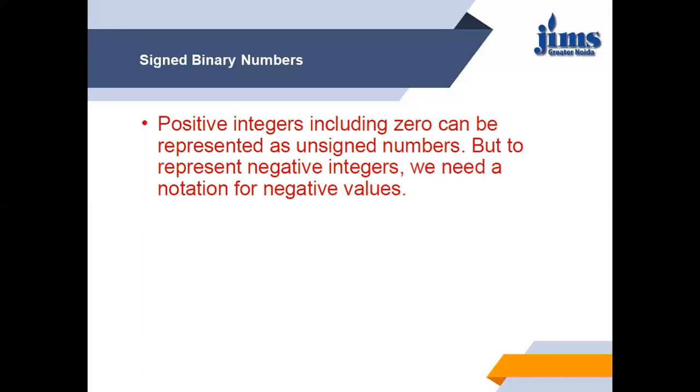The positive integers including 0 can be represented as unsigned numbers. But to represent a negative integer, we need a notation for negative values, because when we are using a computer, we cannot put a negative sign. So there should be a system so that in terms of binary, where we have two digits only, either 0 or 1, there is a way to represent a number with the help of zeros and ones, so that when I look into the number, I can directly identify whether it is a positive number or a negative number.